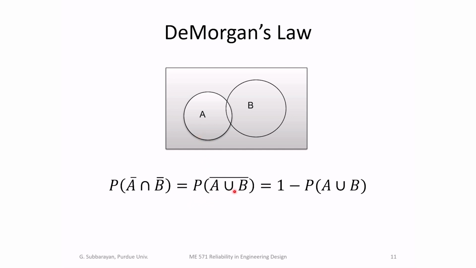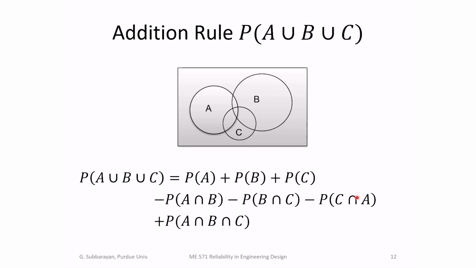Just simply from the Venn diagram, probability of A union B is the region inside the two circles, and the complement of that is the region outside of the two circles, and that is what this formula is. And the complement of A union B is 1 minus the probability of A union B. Okay, so De Morgan's law is very convenient.